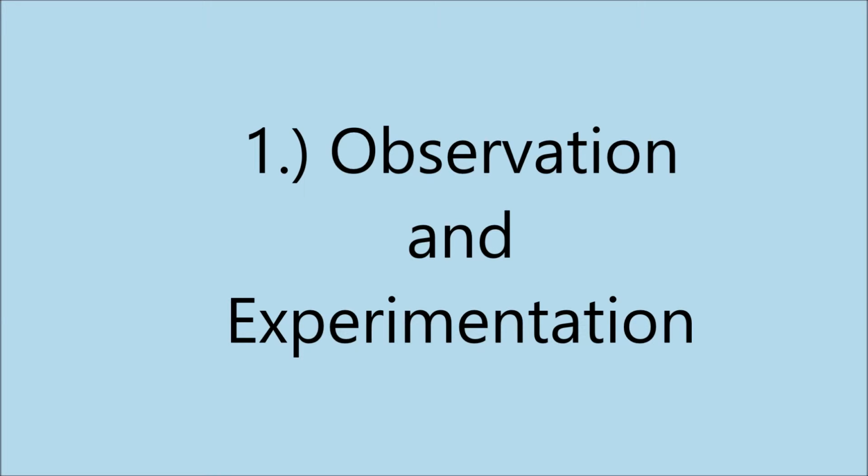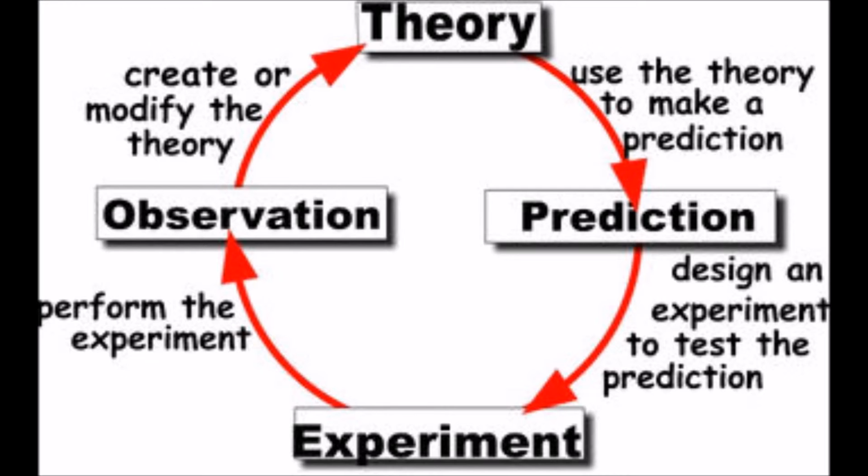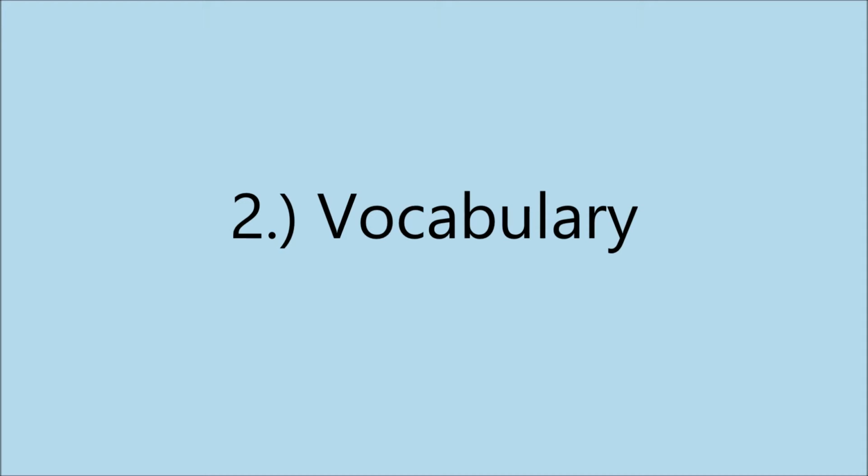So the first difference is observation and experimentation, and science itself uses careful observation and experimentation to confirm or reject the hypothesis, whereas pseudoscience only looks for evidence to support it with little or no experimentation. And here's a picture that is depicting the process of observation and experimentation. Basically, it starts with a theory and then leads to a prediction, followed by an experiment and an observation back to the theory itself.